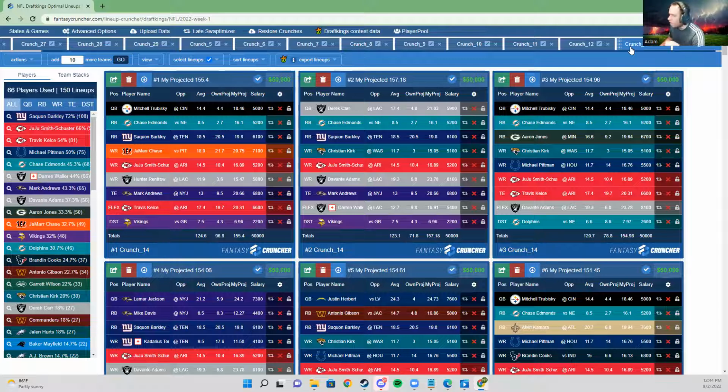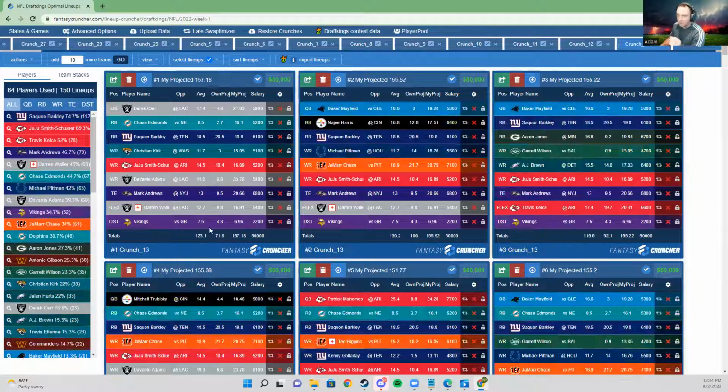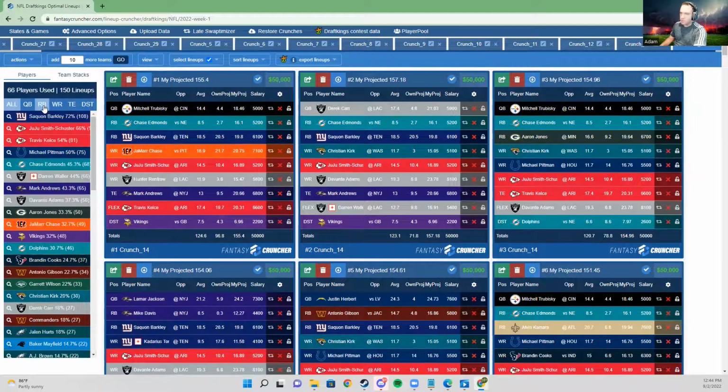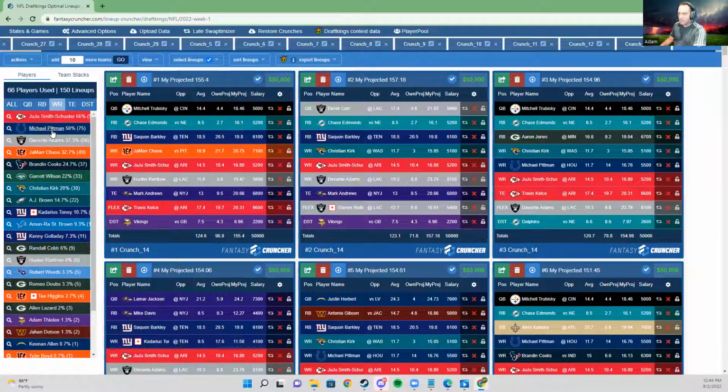What's even more interesting though, this is really where you have to understand how a program operates, is you'll see in the previous crunch that Michael Pittman was 42%. And in this crunch, he ends up at 50%. Oh, now wait a second. All I did was say in my Michael Pittman lineups, boost Brandon Cooks' projection by 20%. Why would that increase Michael Pittman's exposure?